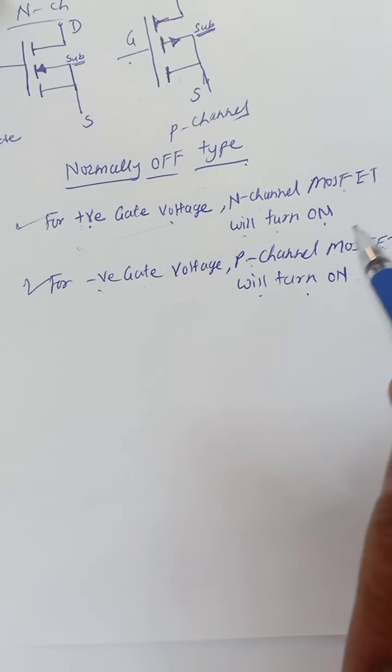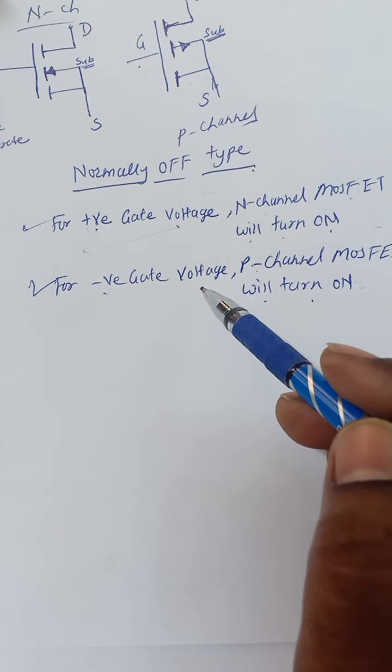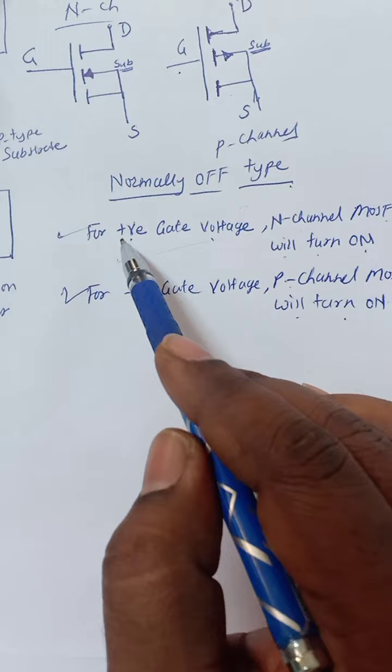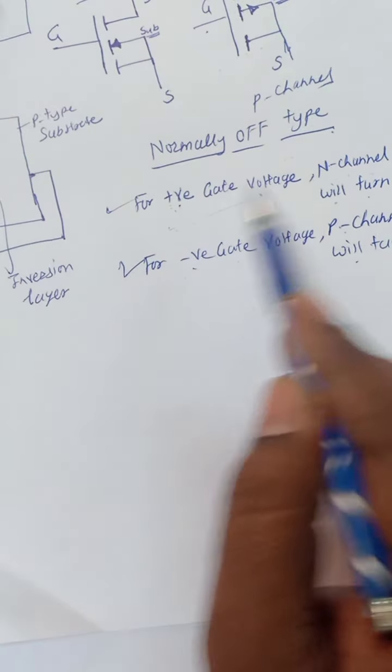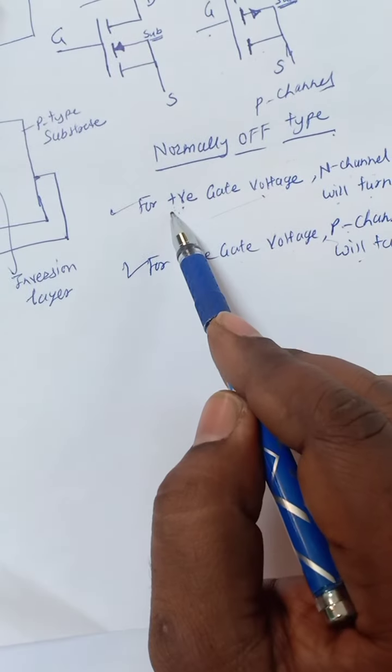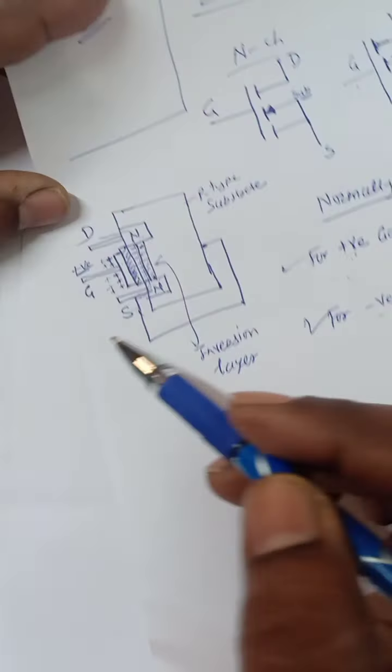So these are the points that are most important: at what voltage the MOSFET will turn on. For positive gate voltage, n channel turns on. For negative gate voltage, the opposite. Okay, positive, n channel turns on; negative, p channel turns on.